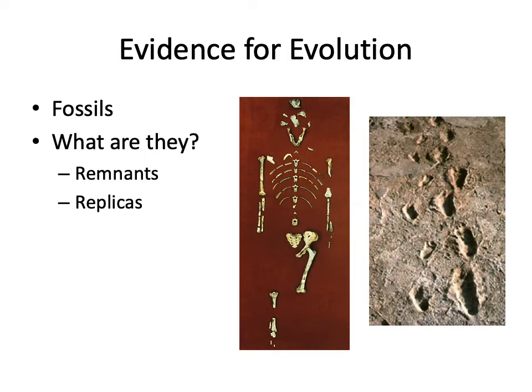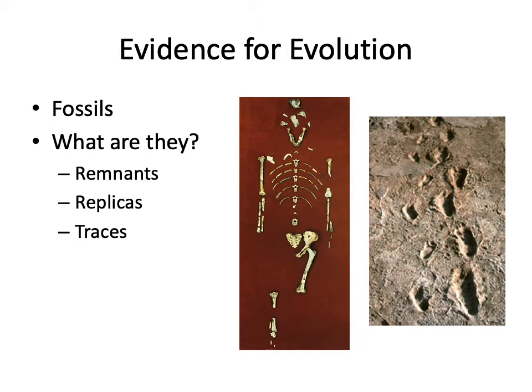Or they could be replicas of organisms that died a long time ago. For example, an organism dies and most of it decomposes except bones, and the bones are buried and they're replaced by minerals and rocks. The rocks look exactly like the bones, but it's not actually bone. It could also be traces of organisms.